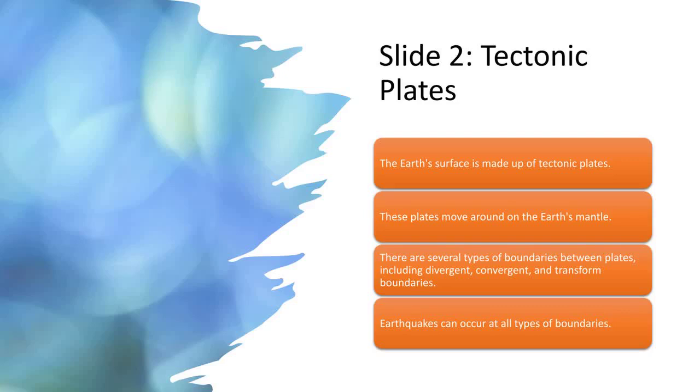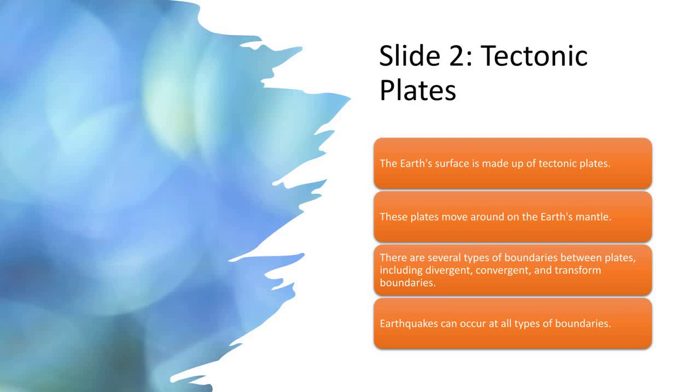As we discussed earlier, earthquakes are caused by the movement of tectonic plates. In this slide, we will take a closer look at these plates and the different types of plate boundaries where earthquakes can occur. Tectonic plates are massive slabs of rock that make up the Earth's surface. They are constantly moving and drifting, driven by the heat and pressure within the Earth's mantle.